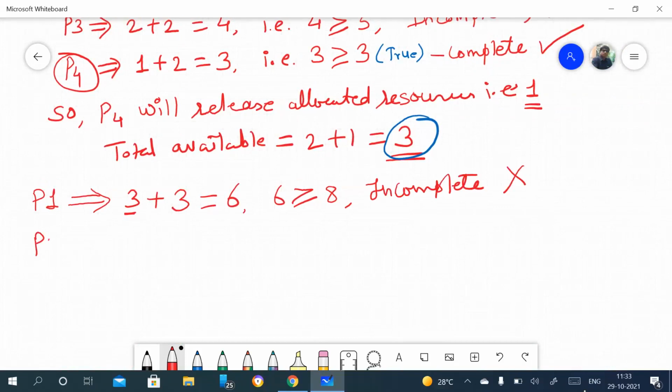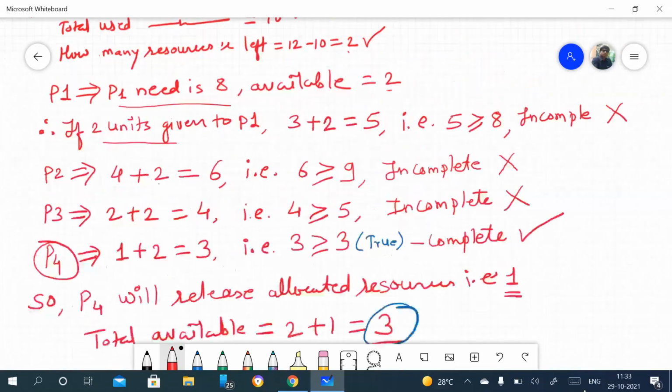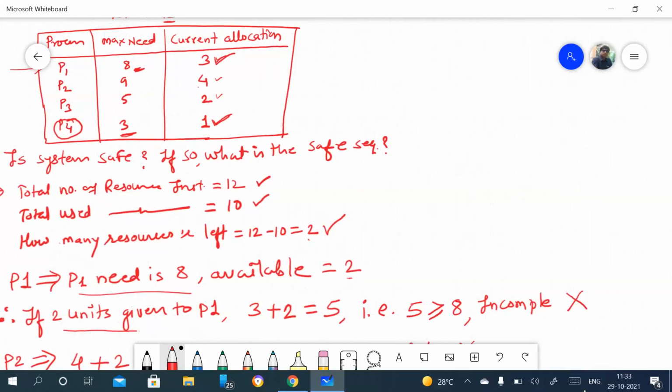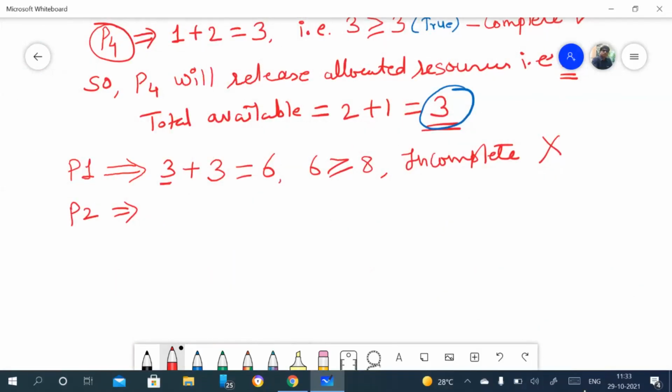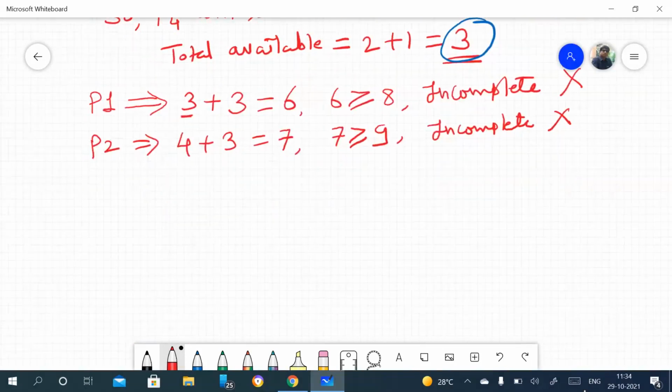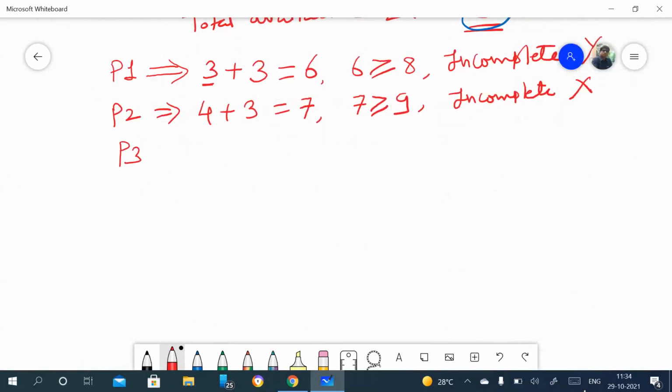Now same for the P2. So P2 need is 9 and we have in our hand 4. Sorry, 4 are allocated. So 4 plus 3, that becomes 7. And again, this is not true. So we can say incomplete.